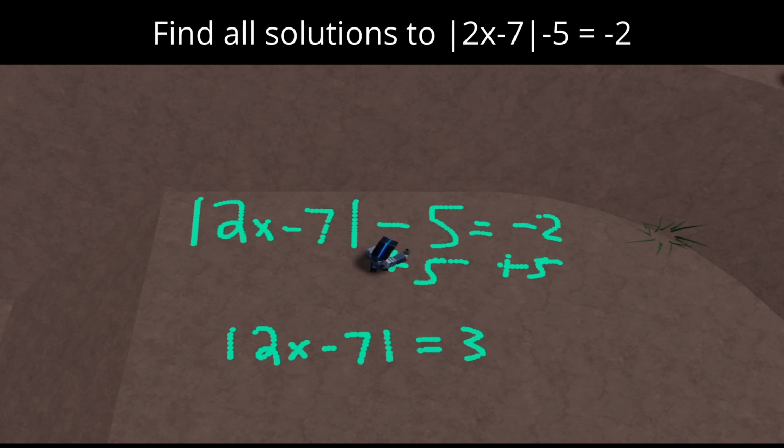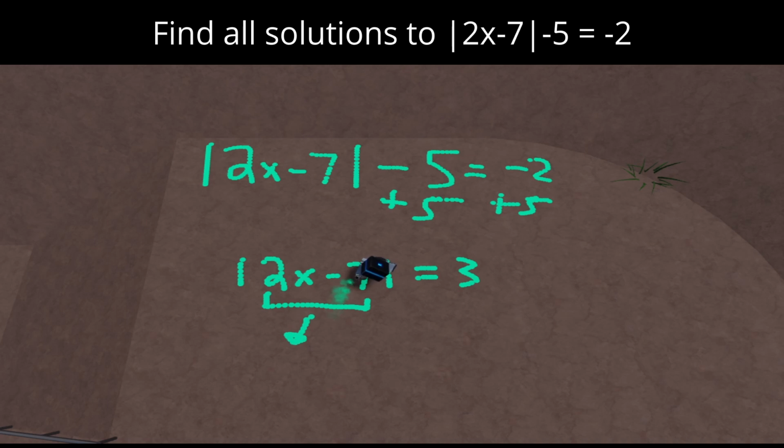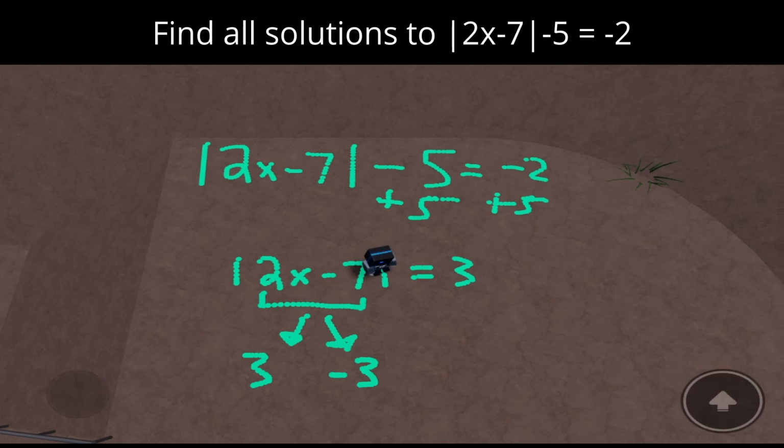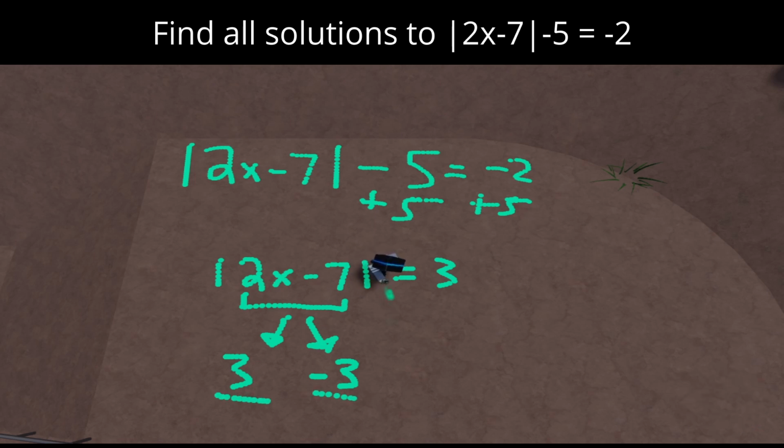So now think about it. This whole quantity of 2x minus 7, it could either be 3, because the absolute value of 3 is just 3, or it also could be negative 3. Because if you put negative 3 into absolute value, it becomes positive 3, which would satisfy this equation. So I'm going to set 2x minus 7 equal to both 3 and minus 3 and solve those separately.